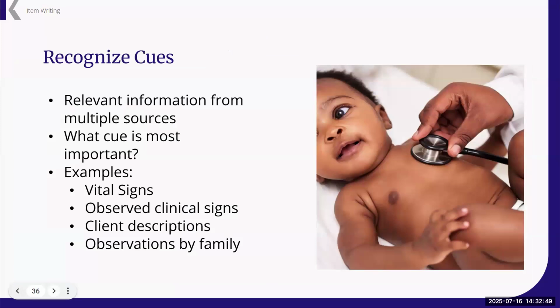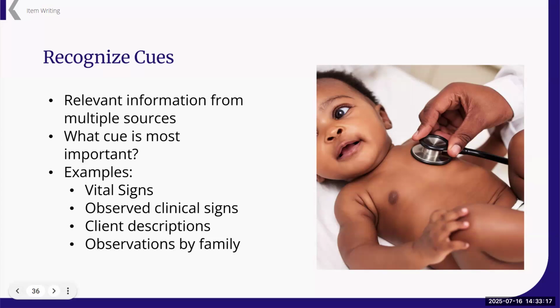We begin writing a case study with the first cognitive process, recognize cues. This step is all about noticing and gathering relevant information, the kind of information a nurse would pick up from multiple sources during an actual patient encounter. Cues come in many forms, and the nurse's first job is to decide what's important here. What do I need to pay attention to, and what can I filter out?